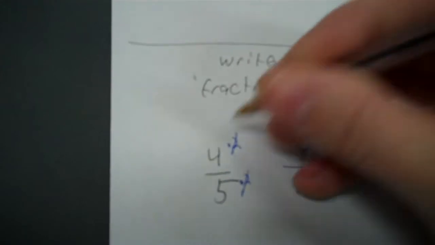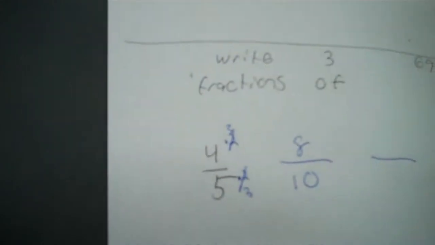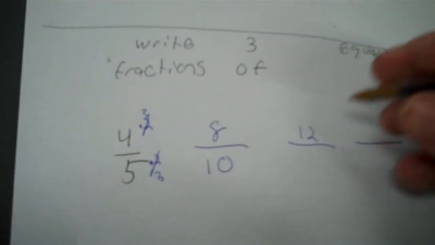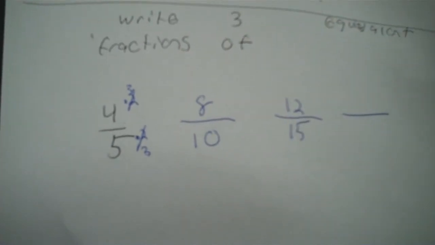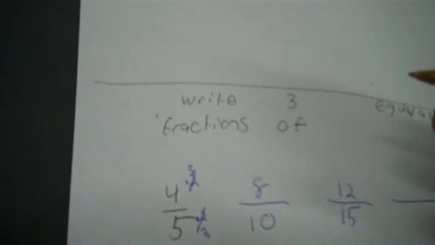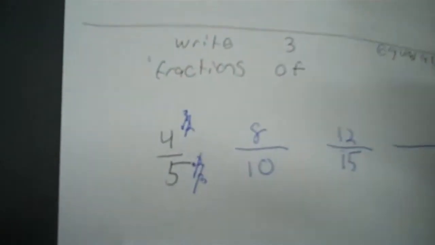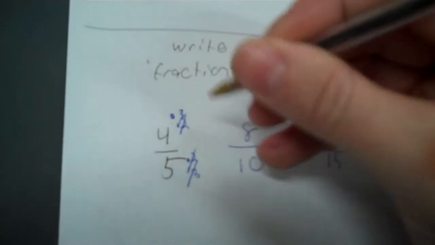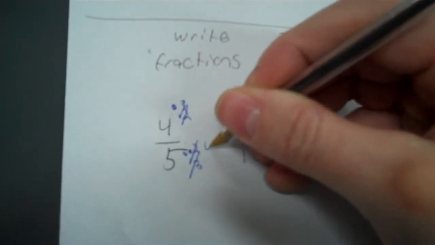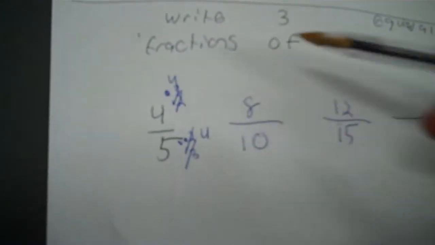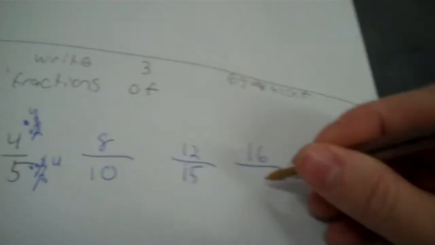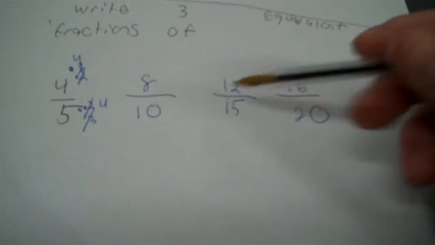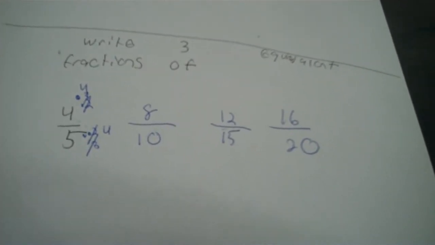Okay, now instead of 2, let's go with 3. So 4 times 3 is 12, and 5 times 3 is 15. Okay, that's an equivalent fraction to 4/5. Okay, now let's say 4. Okay, times both the 4 and the 5 by 4. Okay, I'm just crossing them out. 4 times 4 is 16, 5 times 4 is 20. And there I have 3 equivalent fractions.